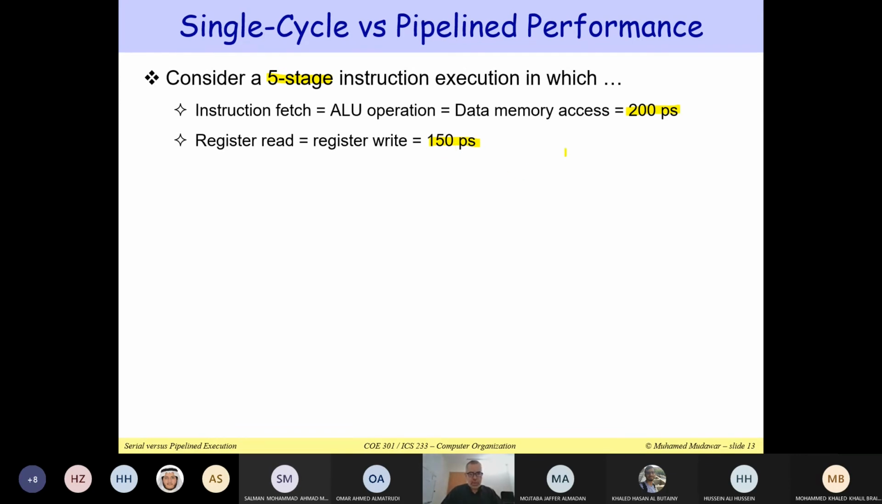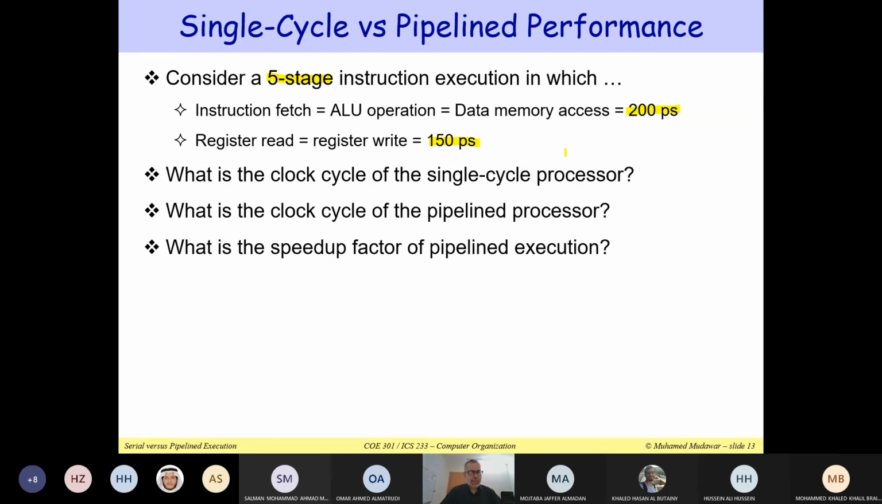Right. So the question is, what is the clock cycle if I would like to implement this as a single cycle CPU? If I would like to implement this also as a pipeline CPU, what will be the clock cycle? And what is the speed up factor of pipeline execution over the serial execution, over the single cycle CPU? So how do we answer these questions?